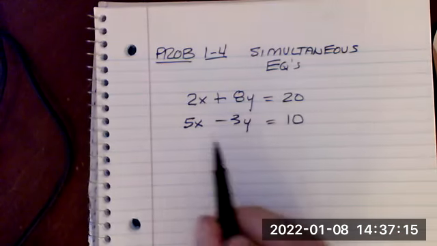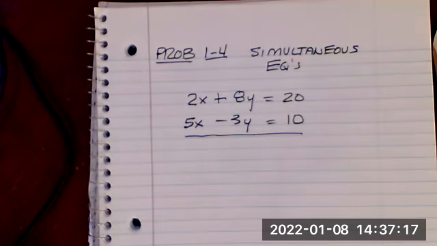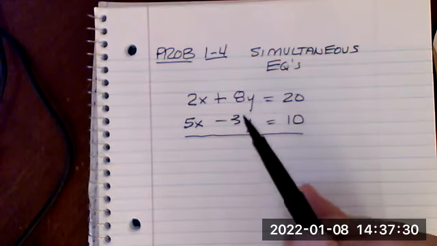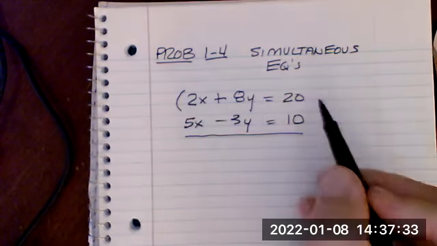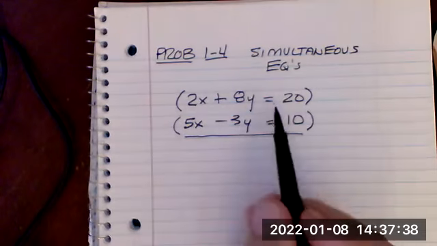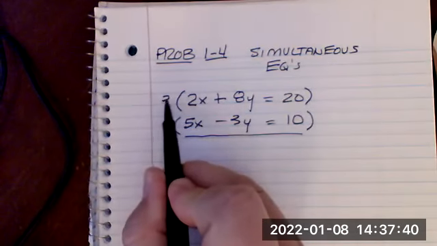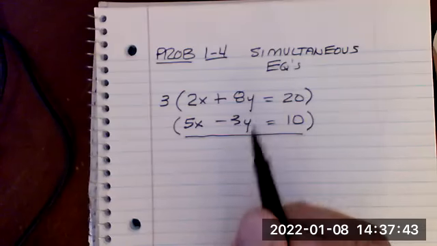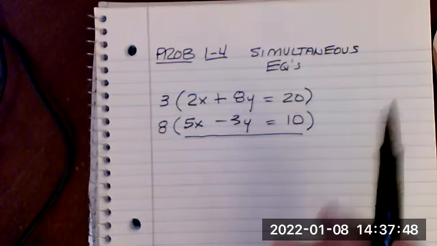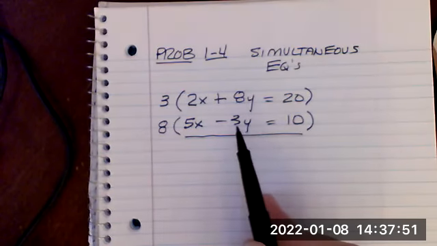All right, now we want to solve for X and then substitute back into the equation and solve for Y. So I'm going to go ahead and get rid of my Y first. So what I'm going to do is multiply the top equation here by 3. And then I'm going to multiply the bottom equation by 8. Now what that's going to do is eliminate that middle term.